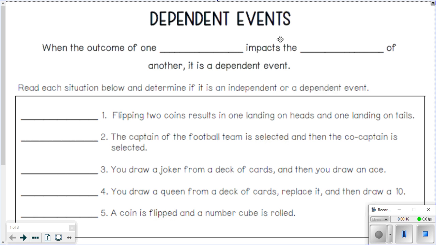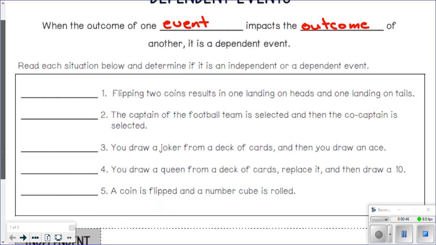All right, so what are dependent events? When one event, so one thing that you do, impacts the outcome of another, we call those dependent events. So if the first thing you do has an effect on the second thing you're doing, then those events are called dependent. So let's look at some examples here.